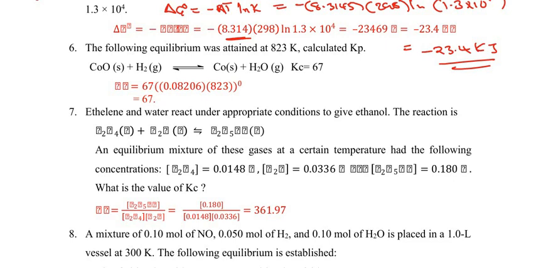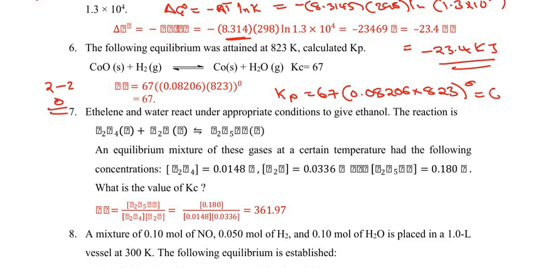Then your number 6, they're saying the following equilibrium was attained at this temperature. Calculate the Kp when Kc is given. So Kp is what we are looking for. Kc is given as 67. Then we know that the R you need to use here is 0.08206. The temperature is 823. The delta N is simply, there's a 1, there's a 2. Then even this side there's a 1, there's a 2. So 2 minus 2, that's simply going to give us a 0. So this whole thing here is a 1, meaning Kc is equal to Kp, which is just 67. Hope this is okay.